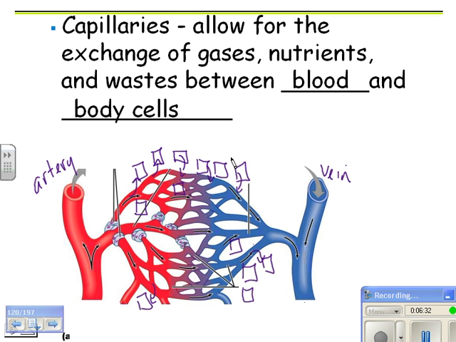One other thing to notice is that this is a closed system. That means that the blood isn't actually touching all of the cells. The blood is in the tubes. It's just the good stuff that comes out and the bad stuff that comes in. The red blood cells, all that stuff, a lot of the proteins, all that stuff stays in the blood.